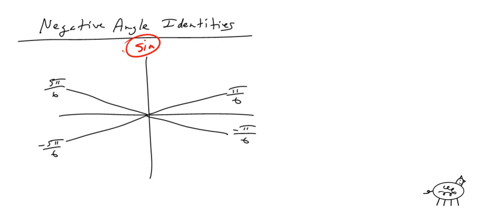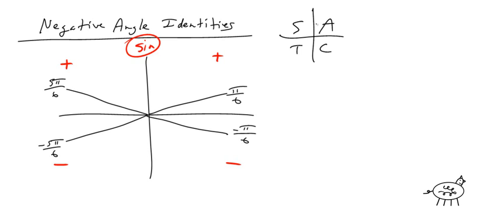Okay? That's for the sine trig function. And the sign is going to be positive here, negative here, negative here. And remember that's from our old famous guy, All Students Take Calculus. So sine is positive in the top part, the first two quadrants, and negative in the second two quadrants, the bottom ones. Okay.